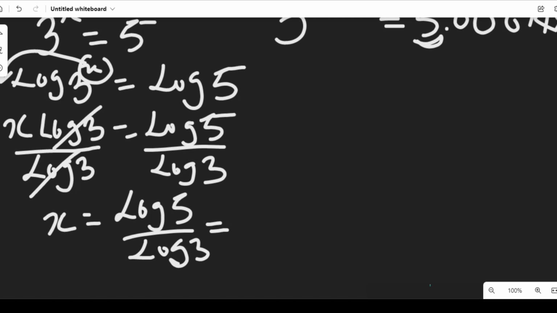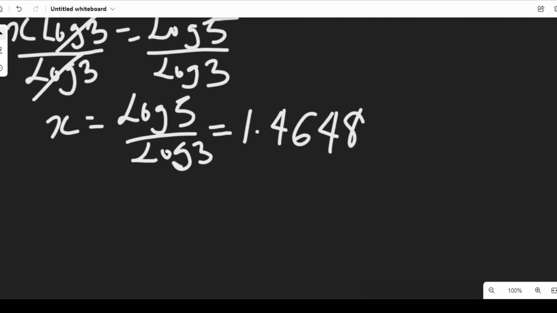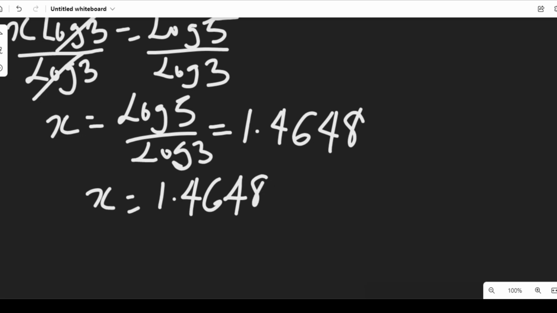which is equal to that value 1.4648. That's the value of x. So our x will definitely be equal to 1.4648. Good. Now let's try another simple question.